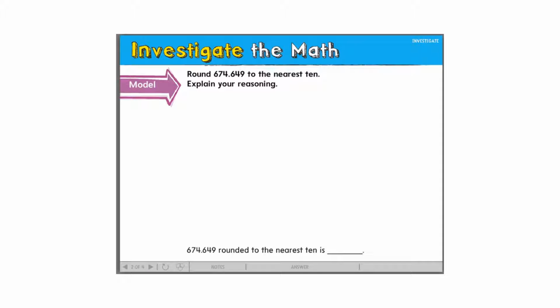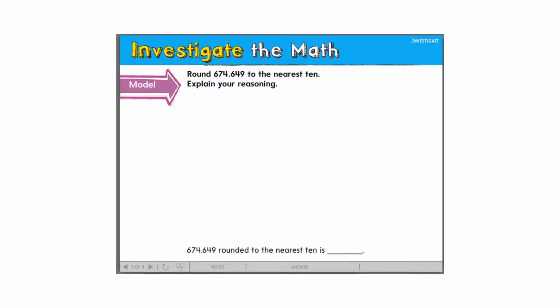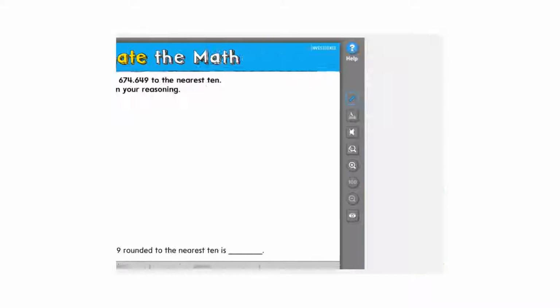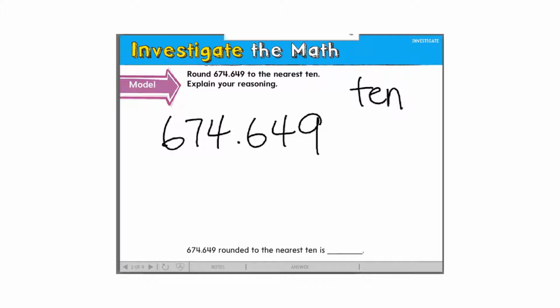Pay attention. In your notes, I want you to solve this one. Round 674 and 649 thousandths to the nearest 10. Write the number. It's right there. Write the number, and then round it. All right, what number's in the tens place? What number's in the tens place, Malachi?